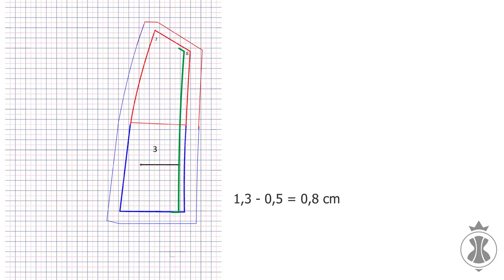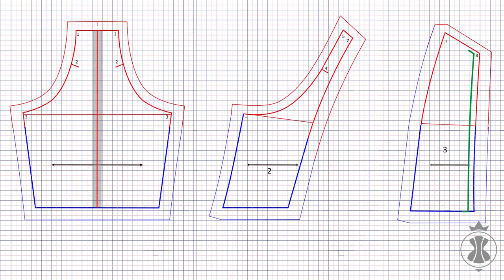1.3 minus 0.5 equals 0.8 centimeters. The missing 0.8 centimeters or 8 millimeters should be distributed between the raw edges of the curves on details number 1, number 2, and number 3. There are 2 curves, hence 4 raw edges. 8 millimeters divided by 4 equals 2 millimeters. I take 2 millimeters off each raw edge of the curve.